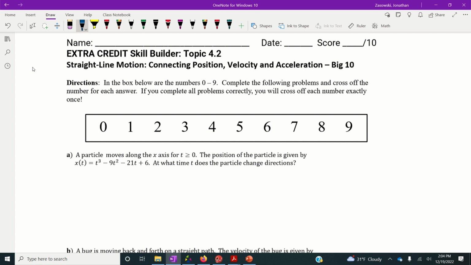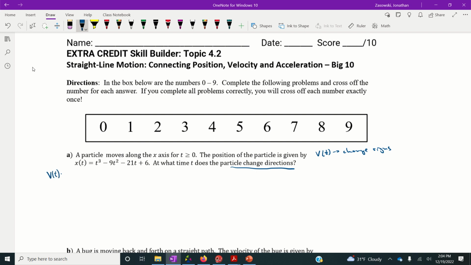So a particle for letter A moves around the x-axis for t greater than or equal to 0. The position of the particle is given by this lovely function right here. At what time t does the particle change direction? So remember, for changing directions, we only care about the velocity function, and we want to know when this changes signs.